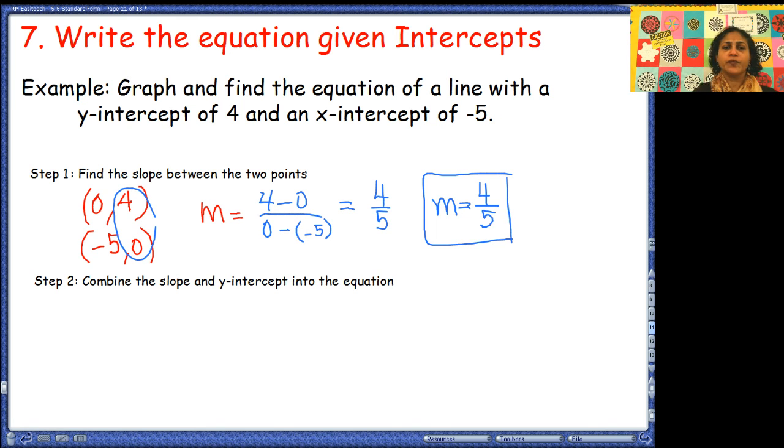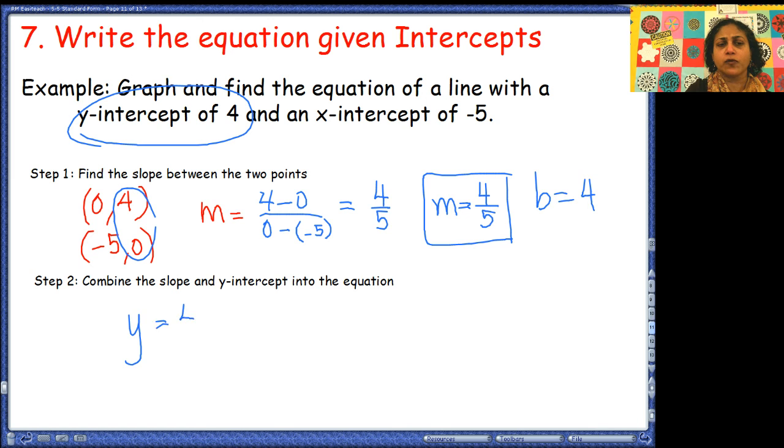And now I already know that the slope is m. I actually happen to know from the equation that the y-intercept is 4, so b is equal to 4. So my answer is going to be y equals 4 over 5 x plus 4. And if they don't ask you which type of equation to write, you always write slope-intercept form.